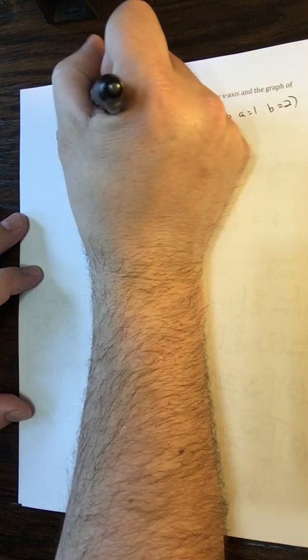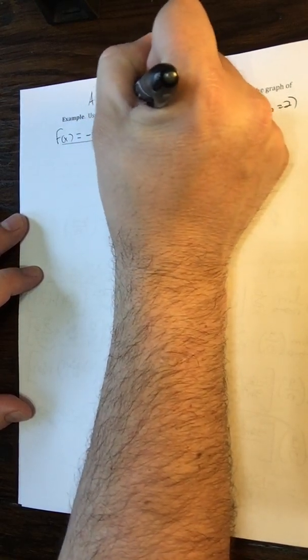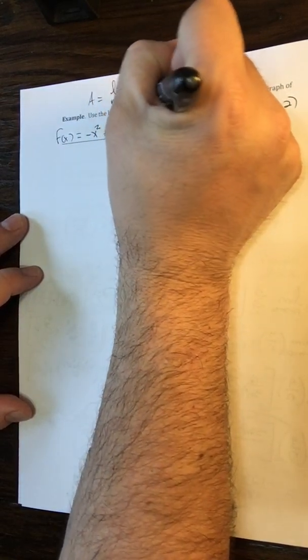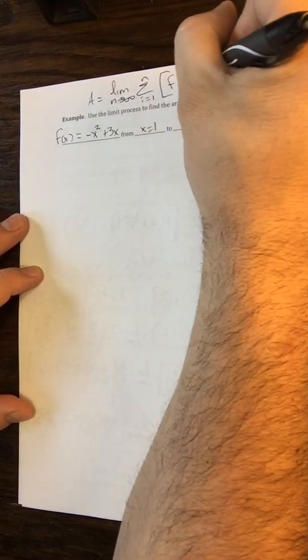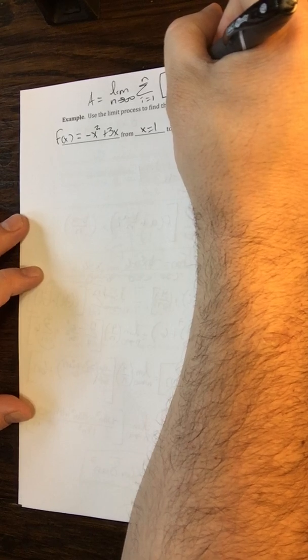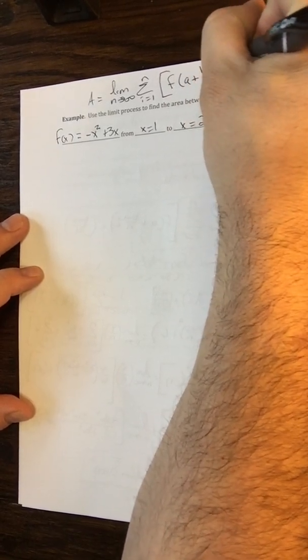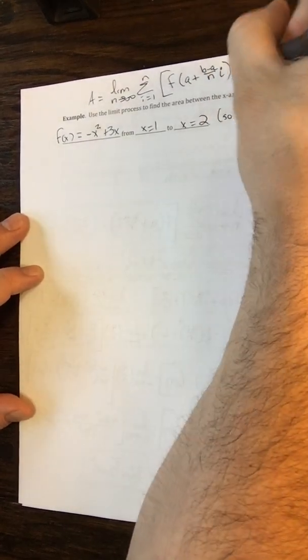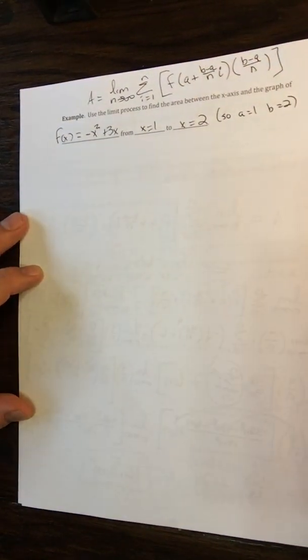Let's remember how that formula goes. Area is the limit as n approaches infinity of the sum for i equals 1 to n of two things. f of, let's see, I think it goes a plus (b minus a) over n times i. And then the width is (b minus a) over n. That's my formula. I've got a 1 and a 2.